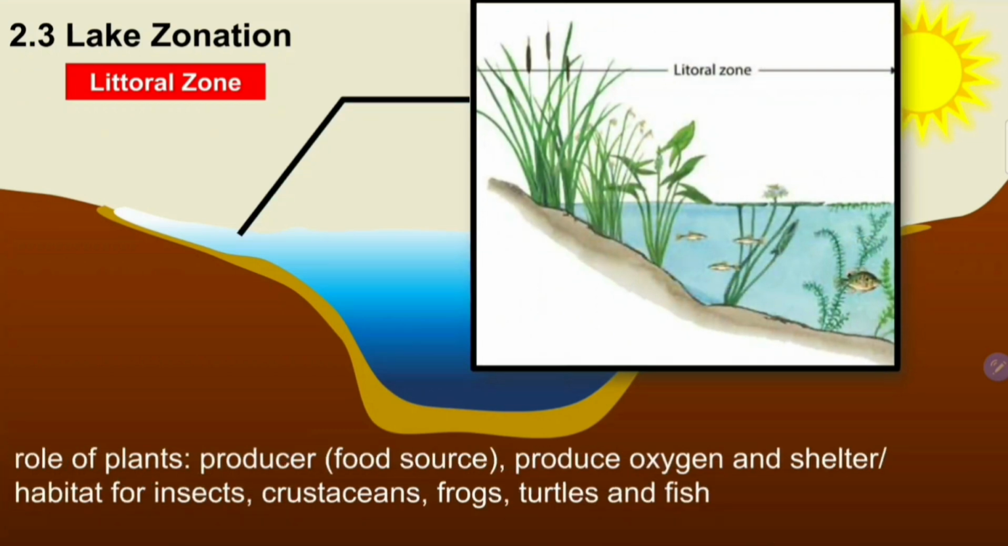This plant plays a very important role acting as a producer, which is the food source for the aquatic ecosystem. They are also very important to produce oxygen and provide shelter or habitat for insects, crustaceans, frogs, turtles and fish.